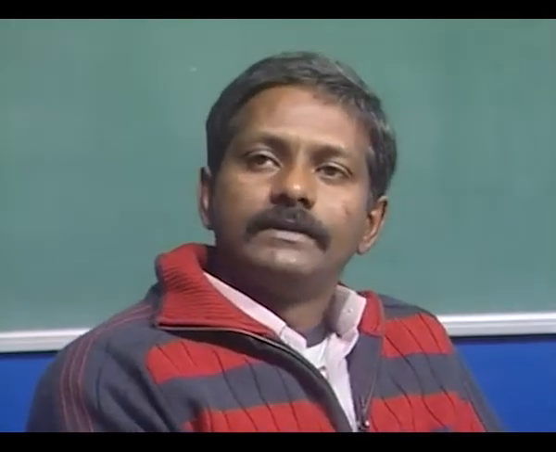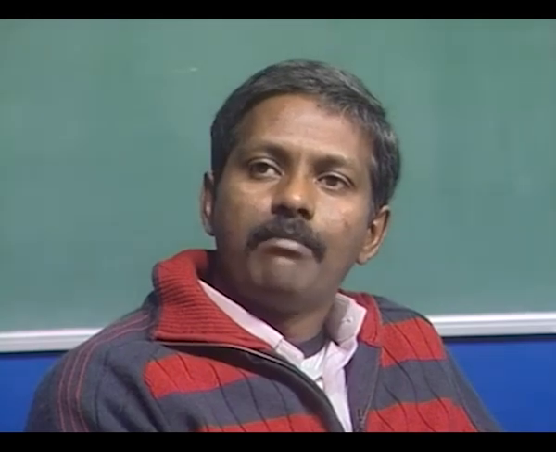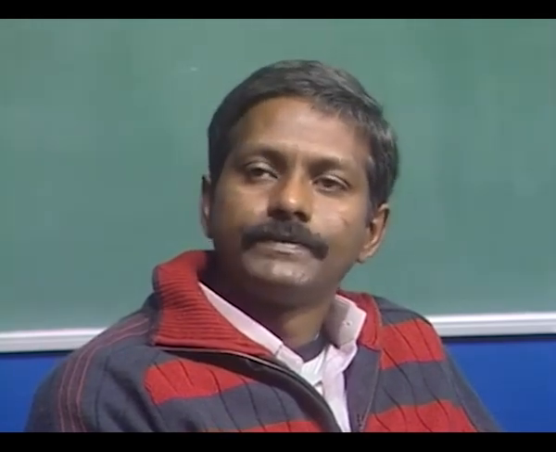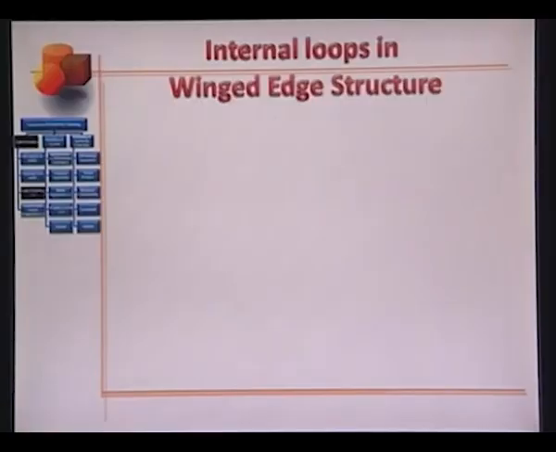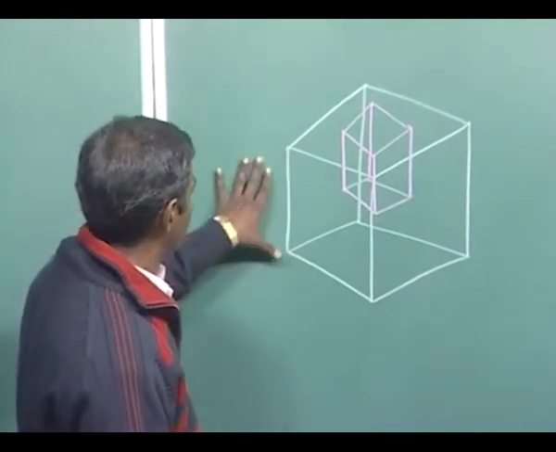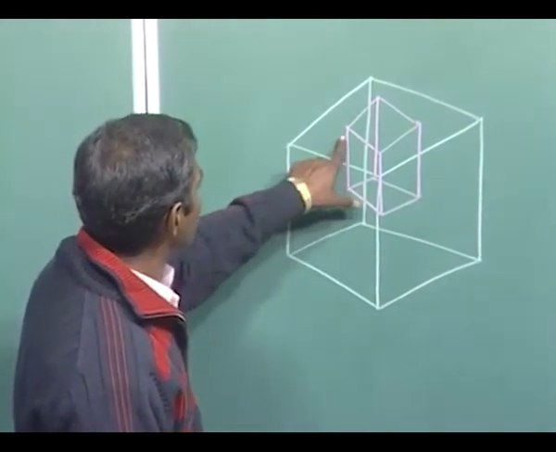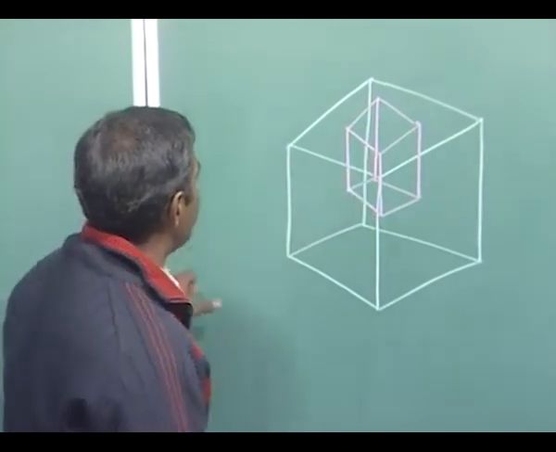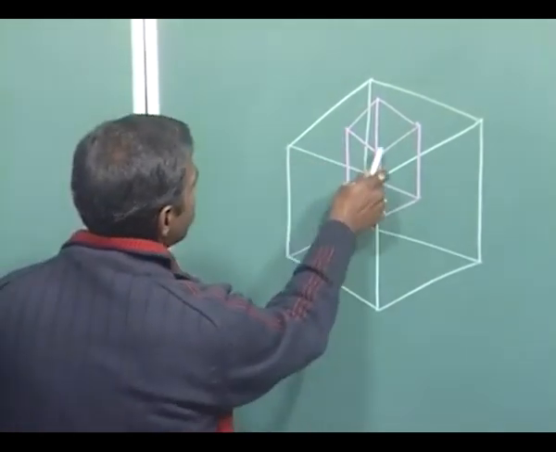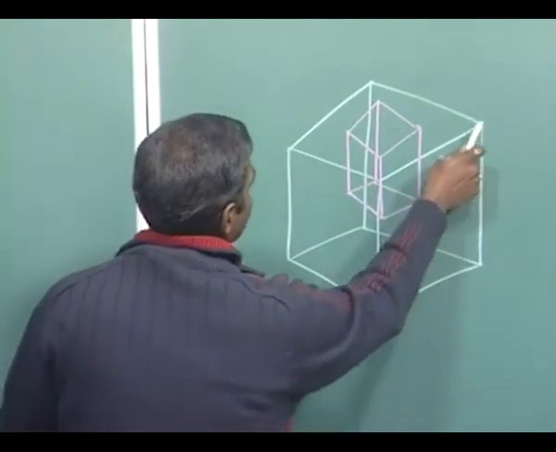In real life, there can be many polyhedral solids that can have potholes and through holes. Let me sketch a figure on the board to show you this. Look at this figure, for example, a block with a pothole. This pothole is going to leave an internal loop on the top face of the block.